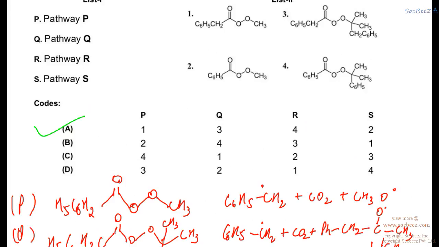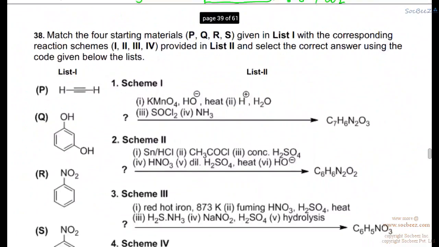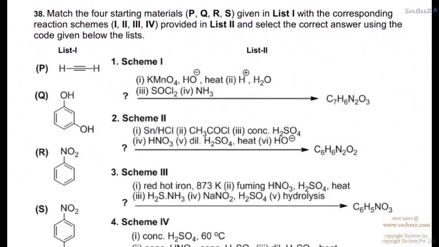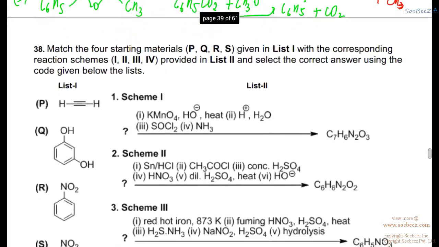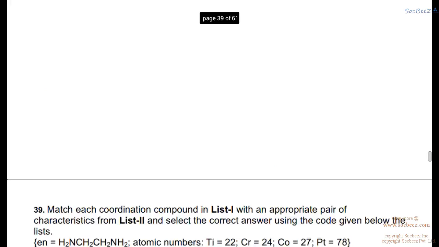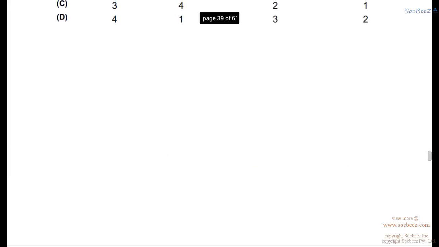Now let's see the other question. The question says, match the 4 starting materials P, Q, R, S given in list 1 with the corresponding reaction schemes provided in list 2 and select the correct answer using the code given below the list. Here we are given some starting materials, and after different schemes, they give certain products. So let's see what the reaction schemes are in this case.